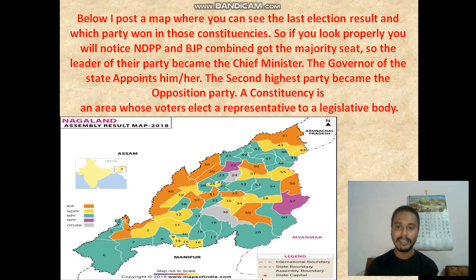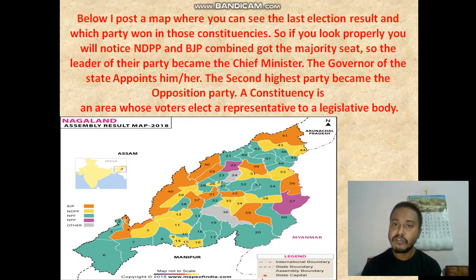In our Nagaland case, NDPP and BJP along with some others form the government. So the leader of this coalition party becomes the chief minister. Who appoints the chief minister? The governor does it. Who appoints the governor? The governor is appointed by the President of India under the central government. Now the remaining party, like you can see NPF, got a good number of seats, but could not form the government. So the leader of that party becomes the opposition leader.